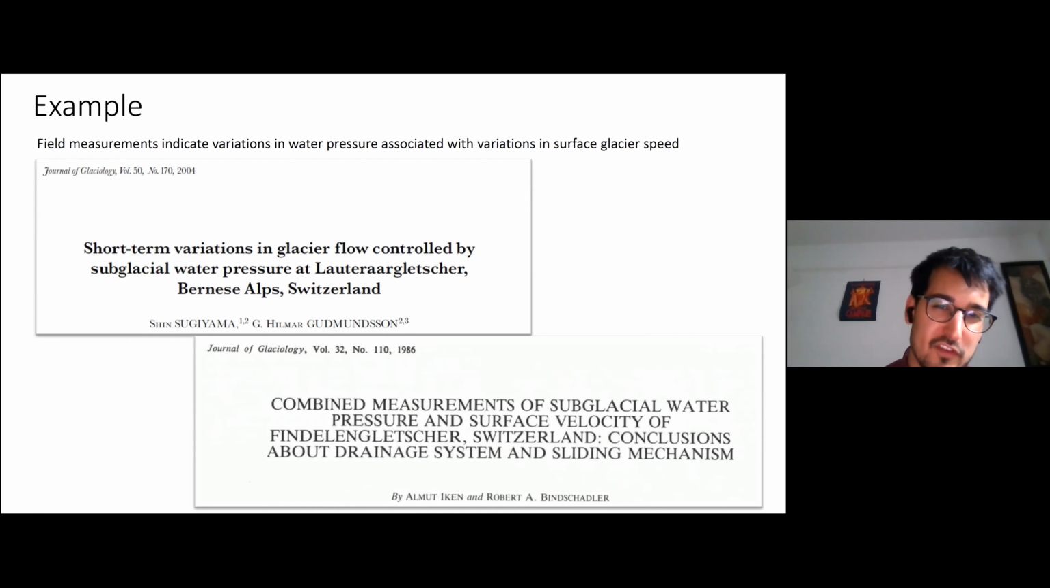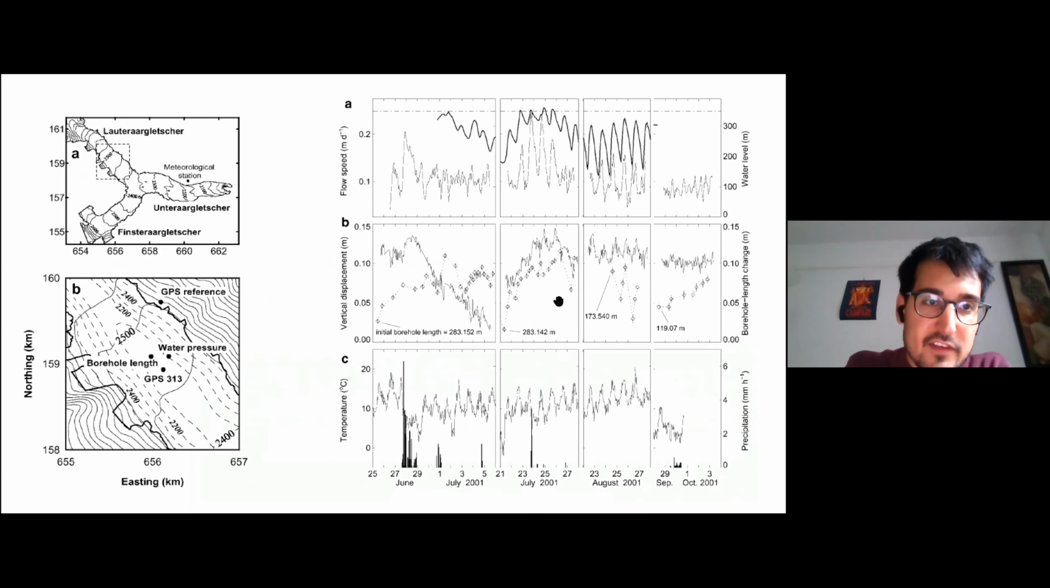I didn't show results just because I thought it would be maybe overcomplicating the talk a little bit, but that's one of the current projects we're looking at. So here is some more images from one of these publications where you see that they measure the water pressure at these boreholes along this alpine glacier, and then they obtain these measurements that relate the water pressure oscillations on the time scale of days with increases and decreases of surface speeds along the glacier.